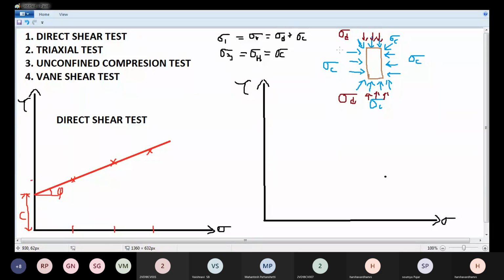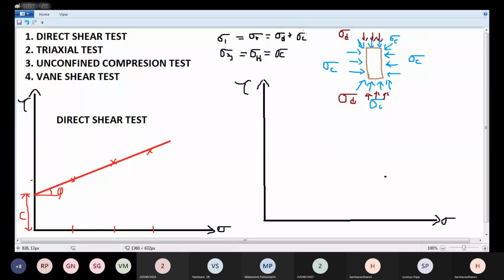called deviator stress. For the next trial, we'll change this cell pressure value and we'll keep another value, which is constant throughout the second trial. So we go on increasing the vertical stress until the sample fails, and we'll note down the failure stress or deviator stress. So 3 such trials are conducted. So we'll get 3 different values of sigma C and the corresponding failure stress or sigma D values. So we'll calculate sigma 1 and sigma 3 for 3 different cases.